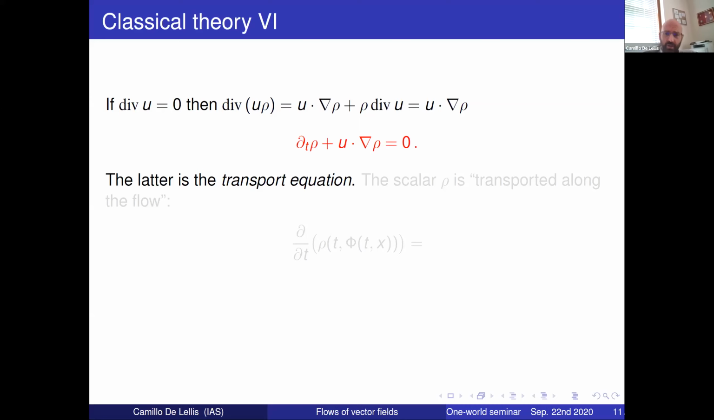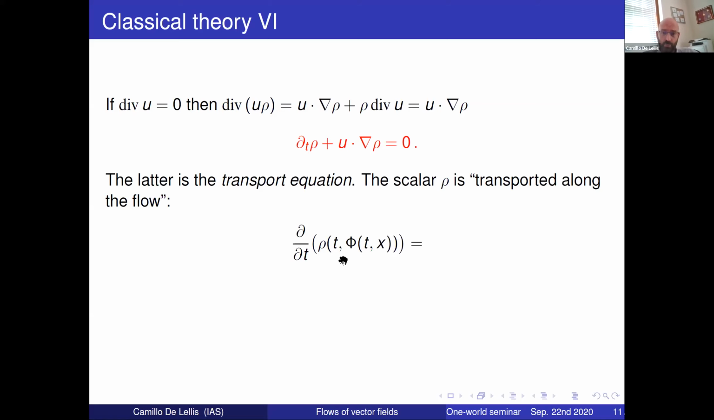Now, the latter is another very classical object. What we know about scalar fields which are transported along a flow is that they're actually constant on the trajectories of the ordinary differential equation. So it's a very simple computation.